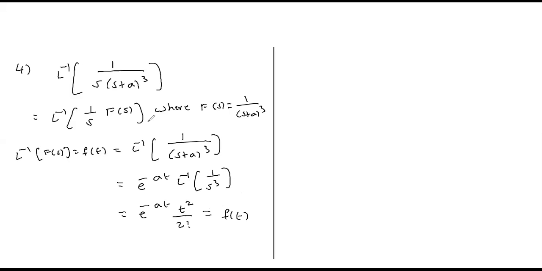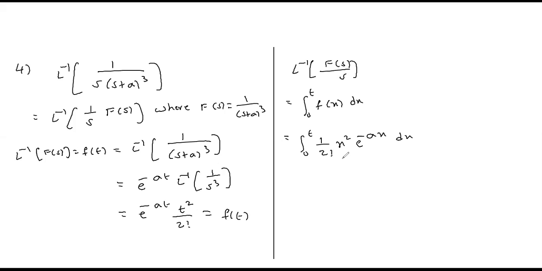Okay. Now what I want is L inverse of f of s by s. Now the division by s property says integral from 0 to t of f of x dx. Now what is f of x? 1 by 2 factorial x square e power minus ax. Do you agree? So this is 1 by 2 factorial, integral from 0 to t of x square e power minus ax dx.